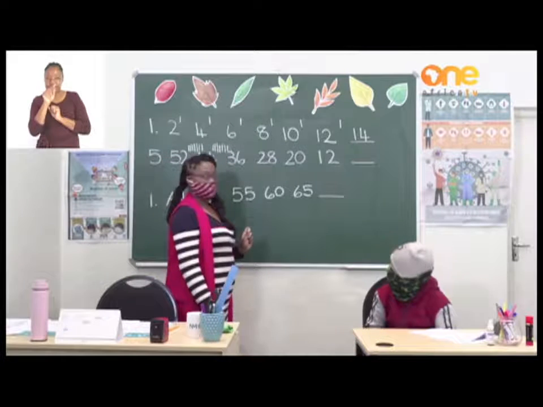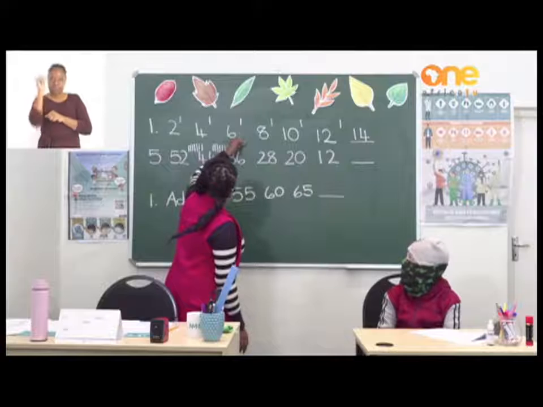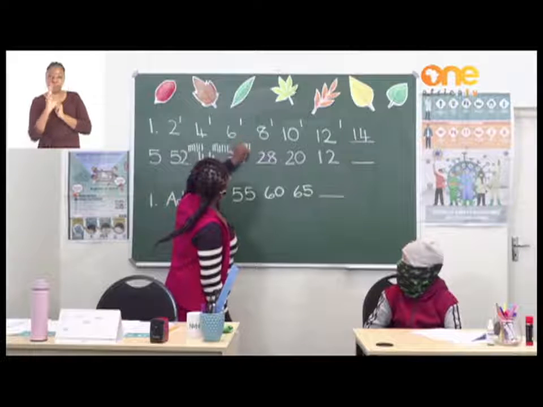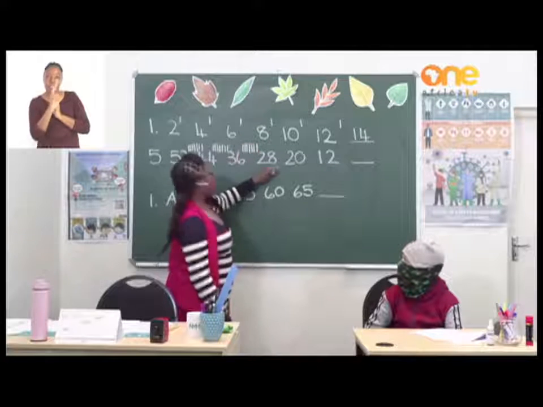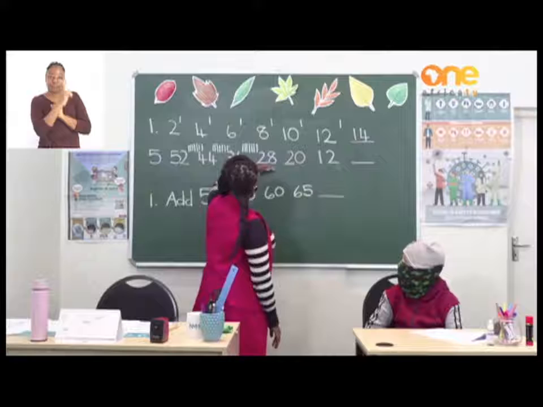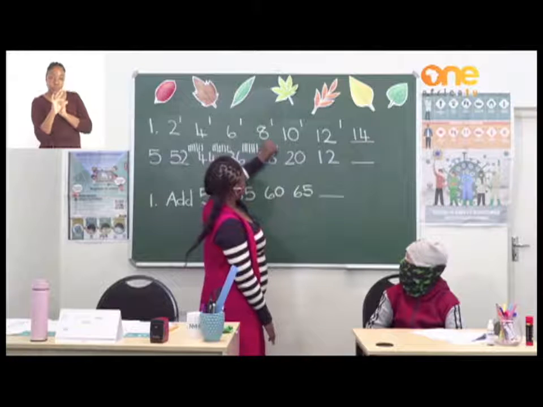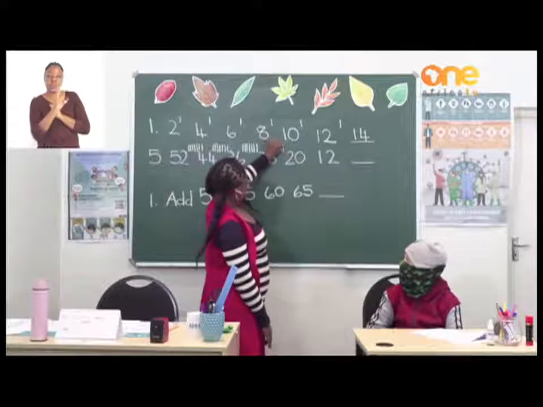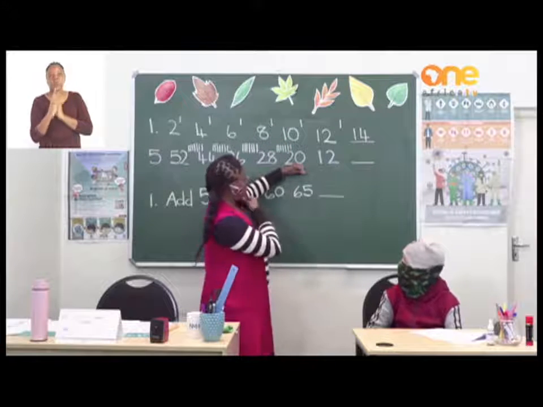Let us continue from 36. 36, remember we are counting backwards. 35, 34, 33, 32, 31, 30, 29, 28. Let us continue from 28. 28, remember we are counting backwards. 27, 26, 25, 24, 23, 22, 21, 20.